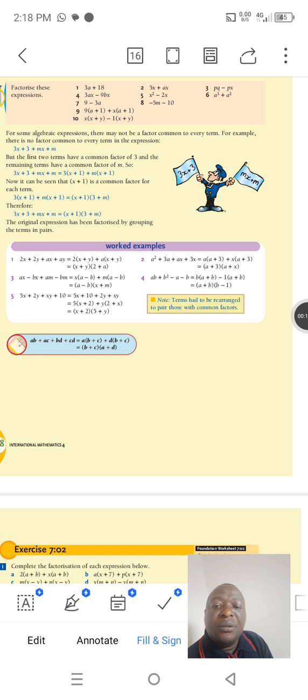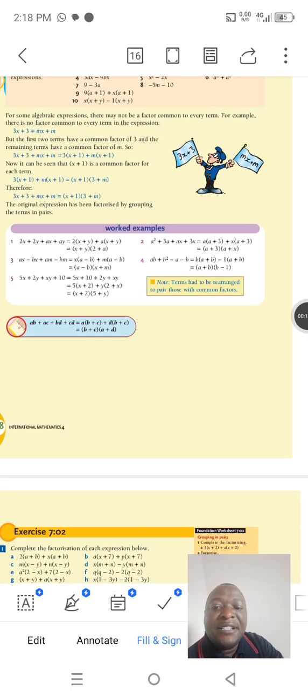Now, if we pair the first two terms, the common factor is 5. If we pair the last two terms, then the common factor is y. So that means we can now go ahead with that pairing. For the first pair, the common factor is 5, so it becomes 5 into x plus 2, plus y into 2 plus x. X plus 2 and 2 plus x is just the same expression, so we factorize it out. So we take x plus 2 into 5 plus y.